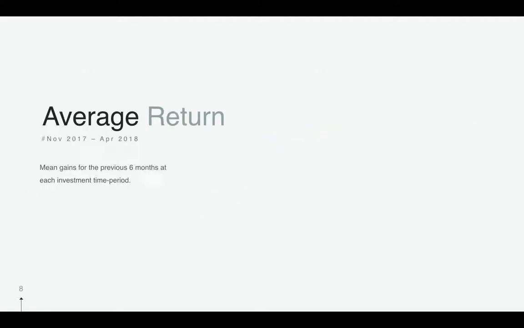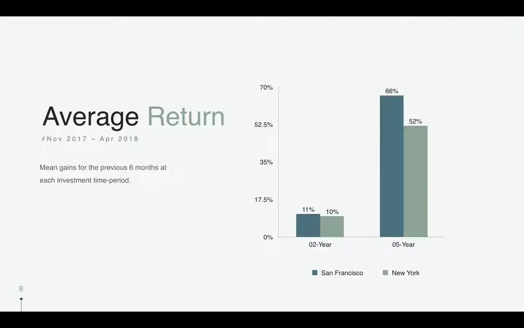To have a better look at the most recent values, we took the average from November 2017 to April 2018, which is the past 6 months for our data. And we can see that San Francisco shows better returns. For 2-year investments, it's at 11% return. And for 5-year investments, San Francisco is much better than New York at 66% return compared to 52% return for New York.